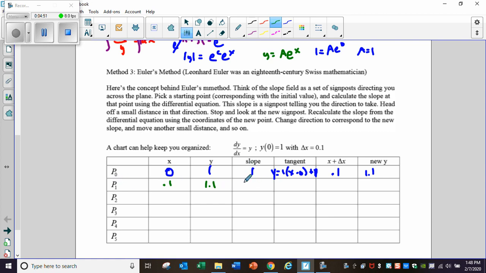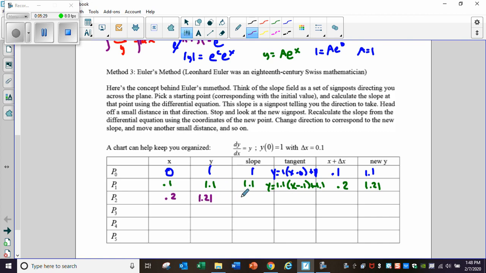The slope is equal to the y value, so here's our slope. The point slope form of a line is the slope times x minus the x value plus the y value, using the x and y value from this point p sub 1. The new x value will be the old x value plus another step size of 0.1. We're then going to plug 0.2 into this tangent line equation. We get 1.1 times 0.1, which will get us 0.11. Add that to 1.1, and we get 1.21. Take this point, bring it over as our p sub 2.